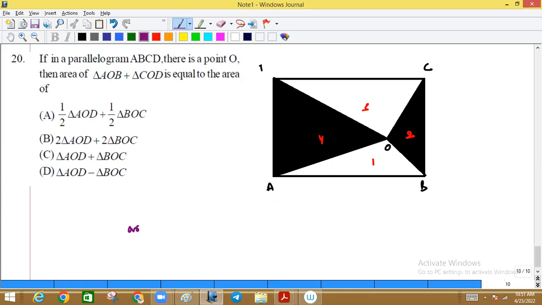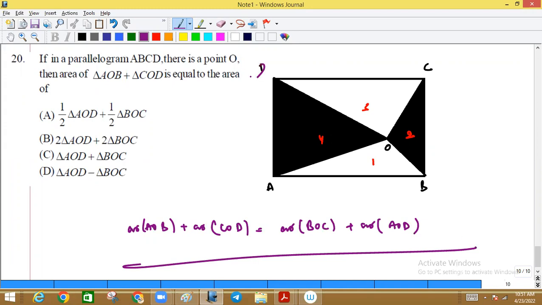Therefore, area of AOB plus area of COD is equal to area of BOC plus area of AOD. Is that clear? Area of 1 plus 3 is equal to area of 2 plus 4. What is 2? BOC, 4 is AOD. So AOD plus BOC. So answer is C. Copy that.